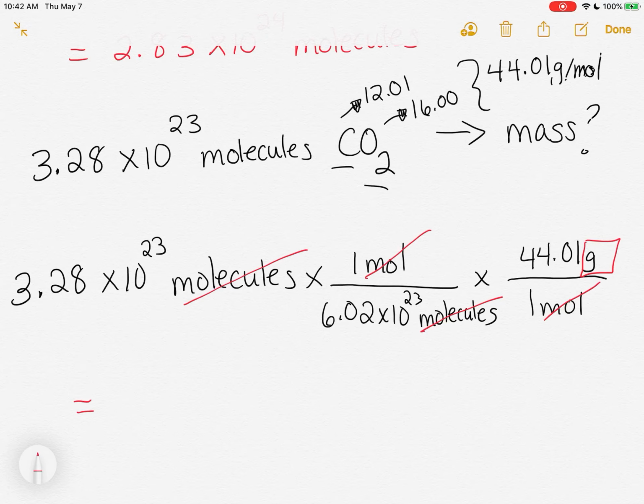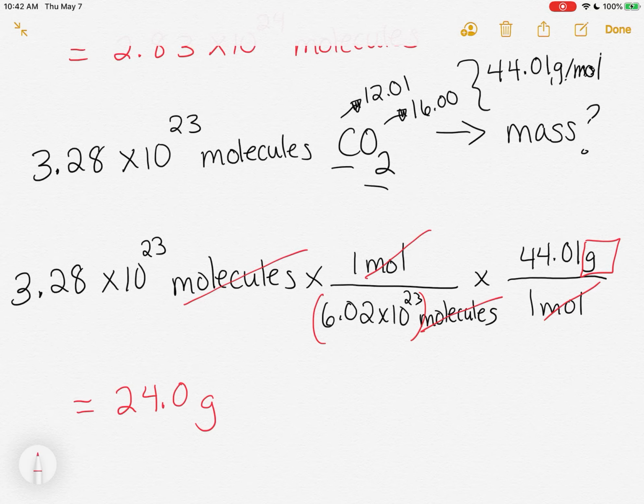So I'm going to do my 3.28 times 10 to the 23. Divide by my 6.02 times 10 to the 23. Don't forget to put this in brackets on your calculator. And then multiply by 44.01. So I'm going to end up with 23.978. So we're going to round to 24.0 grams. So I ended up going from molecules into grams of carbon dioxide.